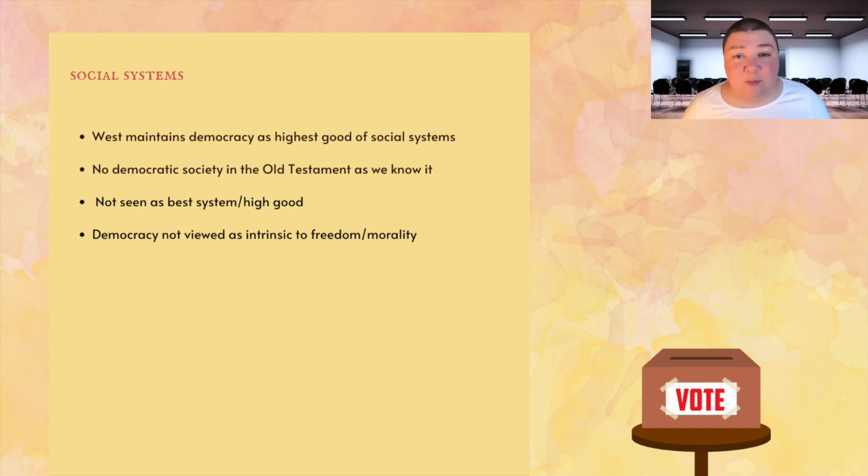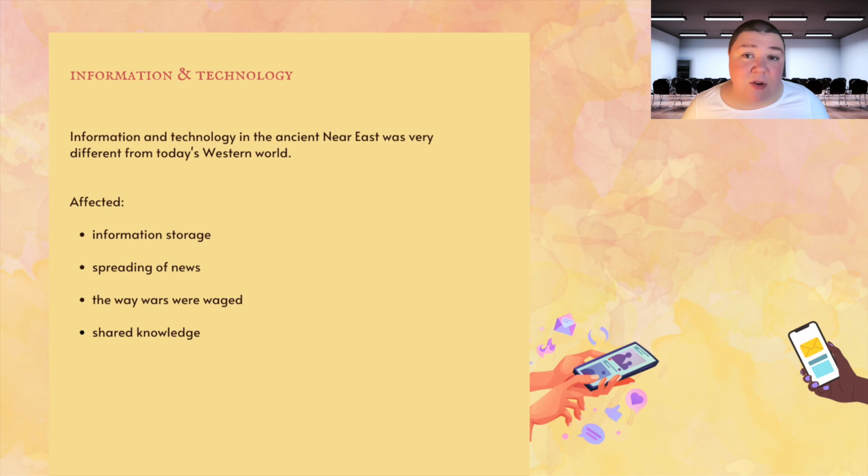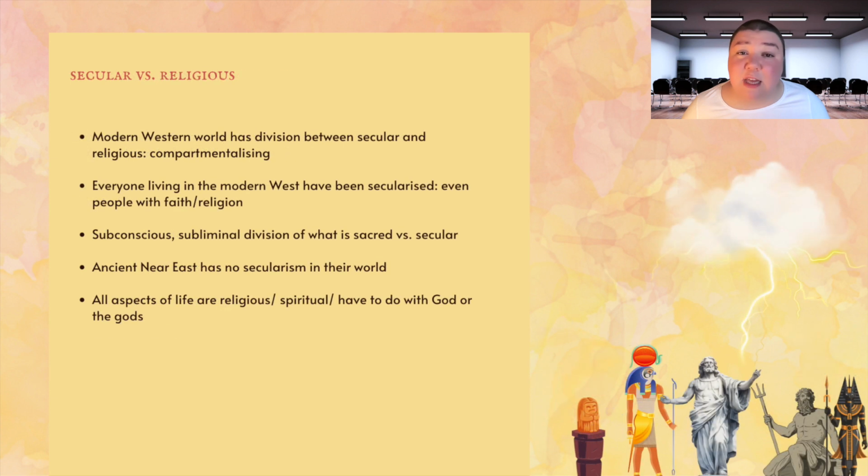Again, rather obvious, but needs to be stated: information and technology in the ancient Near East was very different from today's Western world. That affects things like information storage, the spreading of news, the way wars were waged, shared knowledge, and so on. A very important point to highlight next is the secular society versus religious society distinction.